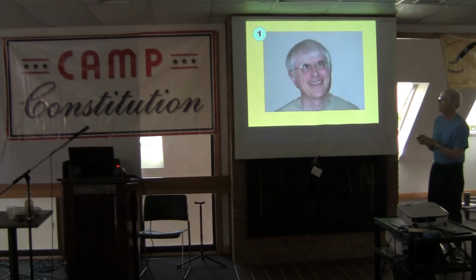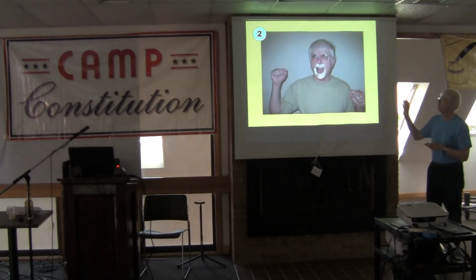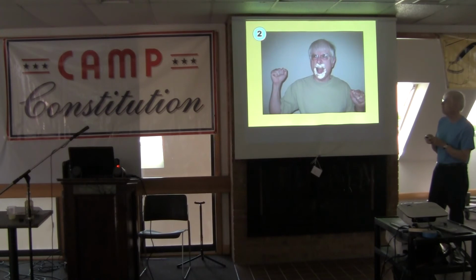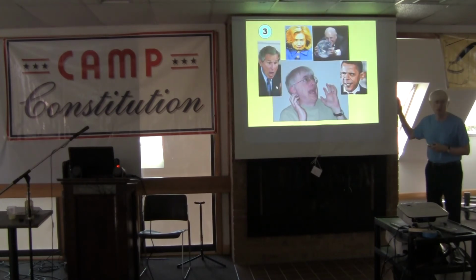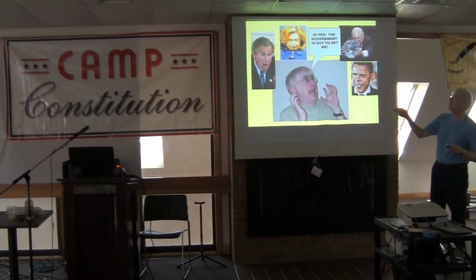Number one, his eyes are crossed. See that? They never even focus. Number two, he foams at the mouth. Look at him ranting and raving about his political ideas. Number three, he's paranoid about the American government. You can just see him saying they're out to get me. What did I tell you? I.e., the government is out to get me.